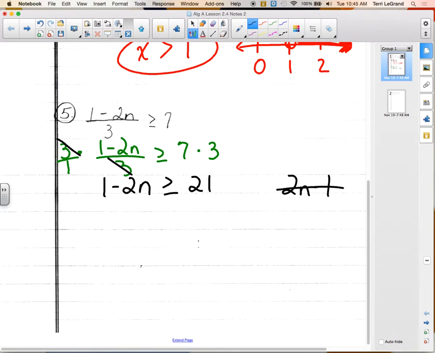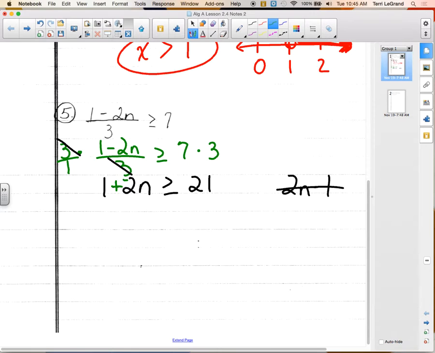So instead, I think it would be a really good idea, because our inequalities are getting more complicated, to change it to add the opposite. Because then we can say, okay, I've got an addition problem going on here. I can read addition backwards. 1 is being added. What are we going to do?